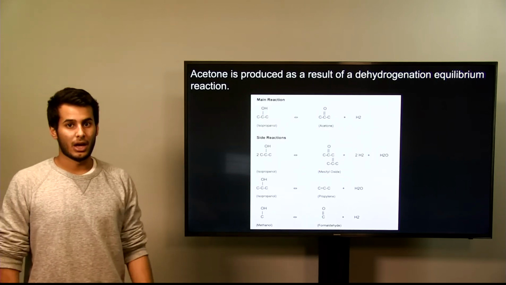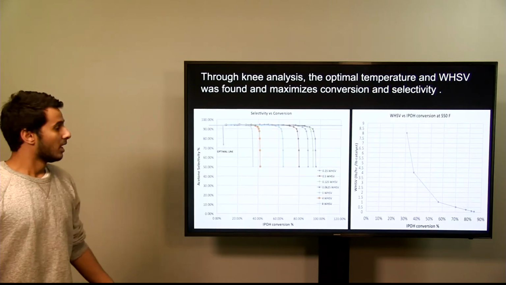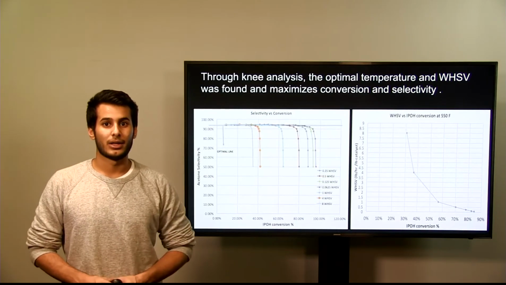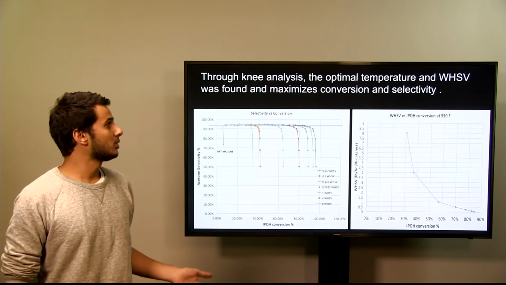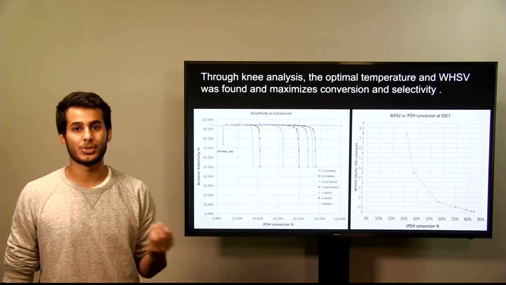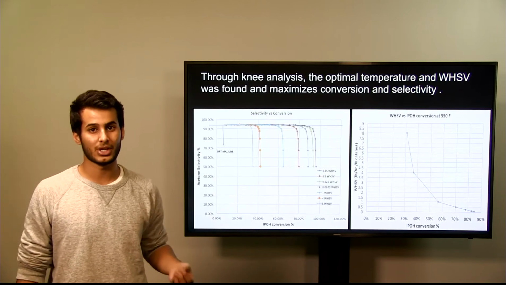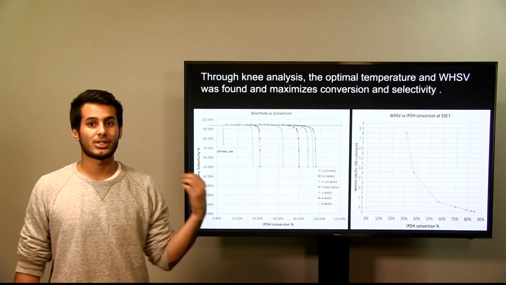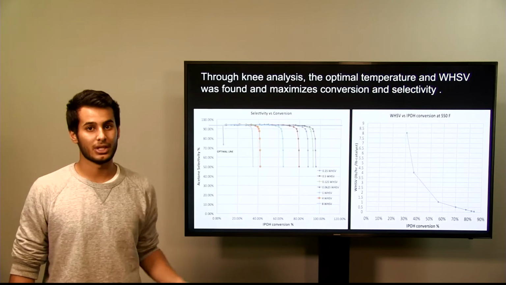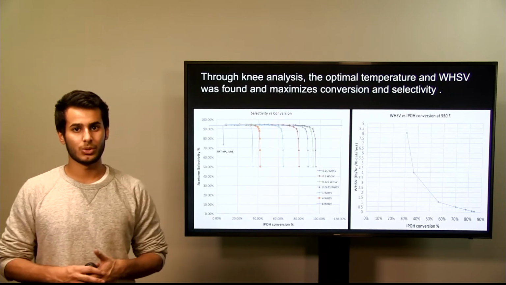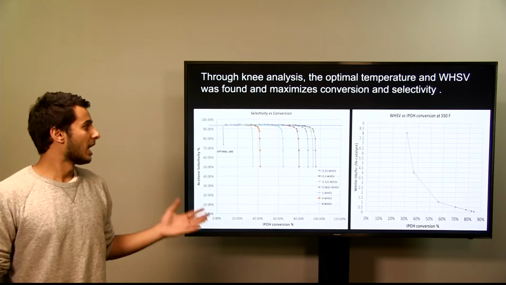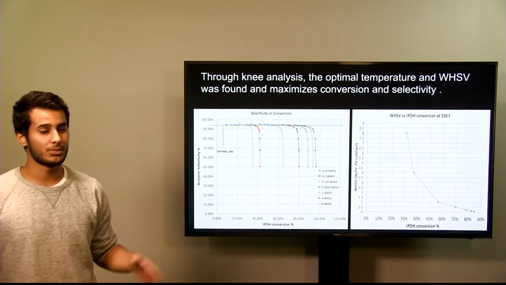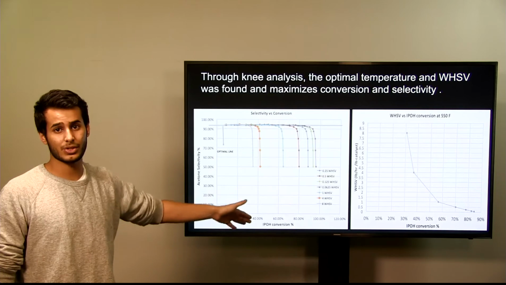That's about our reactions. Now we want to pick a temperature and a WHSV, which basically represents the amount of catalyst that we're going to use in our process. That's going to maximize our conversion and selectivity. In order to do this, we have done a knee analysis, and this was done by plotting our selectivity versus the conversion.